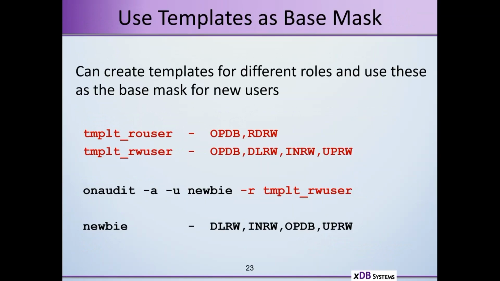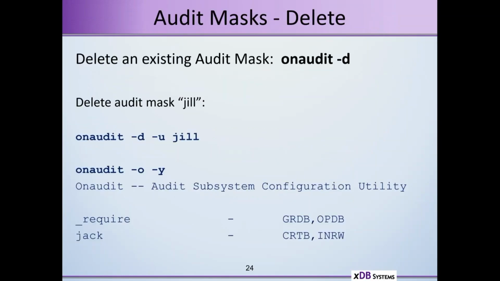Now, using that same feature of being able to copy an audit mask for another user means that we can create a couple of template masks so that when we add a new user to the database, we can say, okay, they're a read-only user or a read-write user, and we can just copy over one of these, like in this case, the read-write set of audit masks. We can, of course, delete an existing audit mask with onaudit -d.